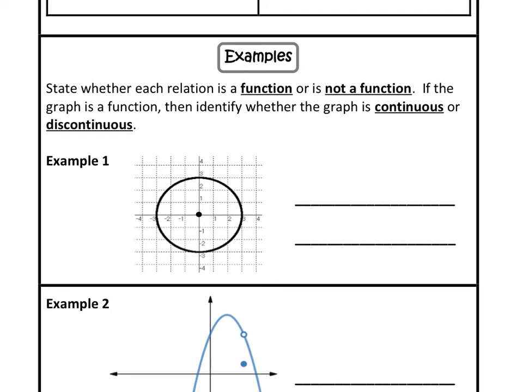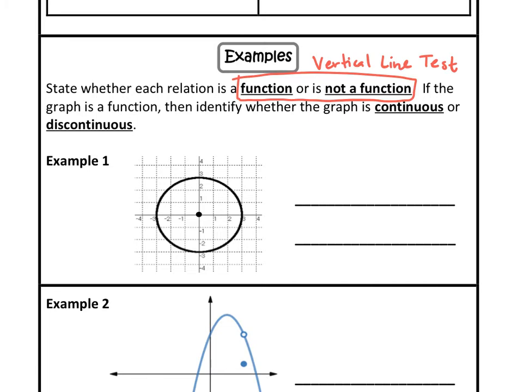Okay, so let's remember, what's the name of the test that we use to determine if something is a function or not? It's called the vertical line test. Let me just rewrite that. Vertical line test. There, it's better. All right, and if the graph is a function, then identify whether the graph is continuous or discontinuous.